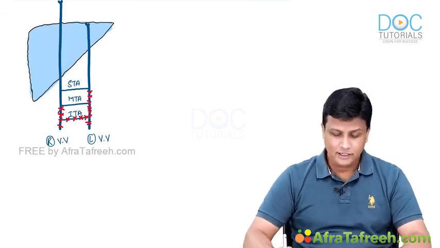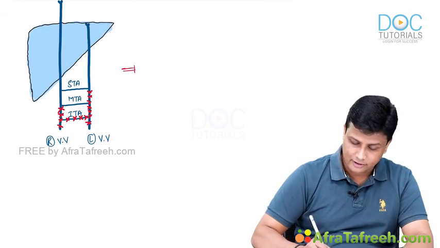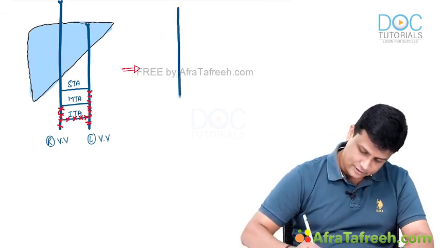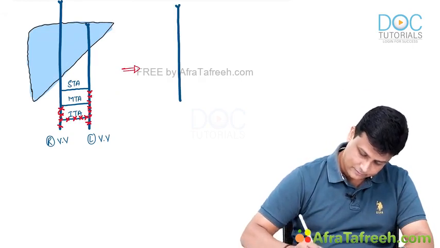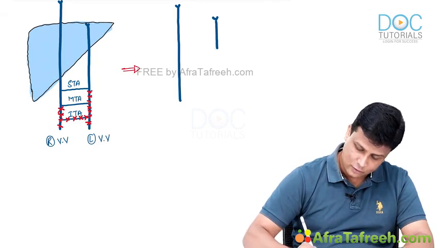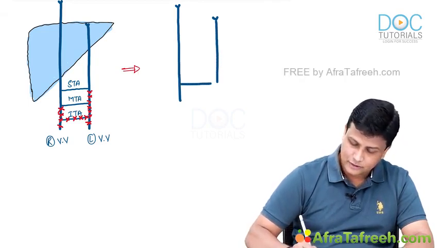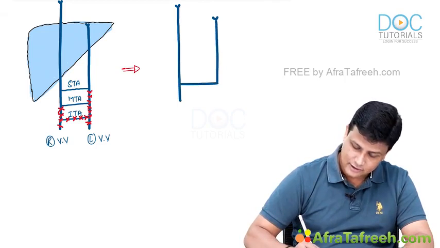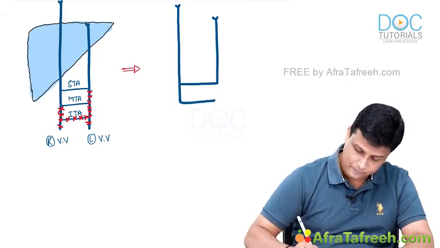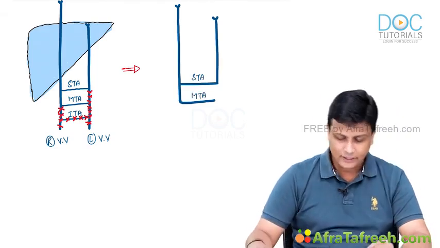Now let me draw the diagram of whatever is remaining. This one here will be the right vitelline vein. Then this one here will be the left vitelline vein. And this here will be the superior transverse anastomosis, and this here will be the middle transverse anastomosis. So this is the structure that is actually remaining.